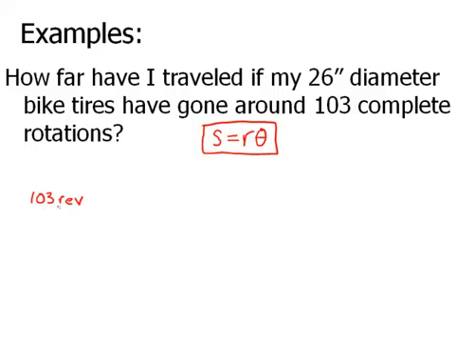So let's start by multiplying this by the conversion that 1 revolution is equivalent to 2 pi radians, which I'll abbreviate RAD on purpose. And the next conversion, I'm going to include at this point the radius. I'm going to say the radius is 26 inches per radius.